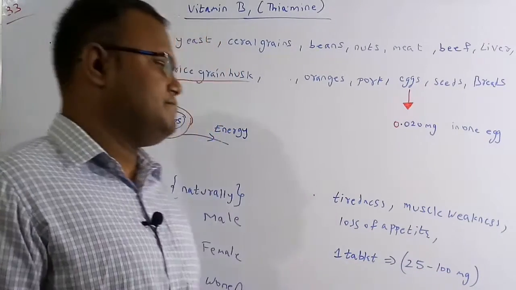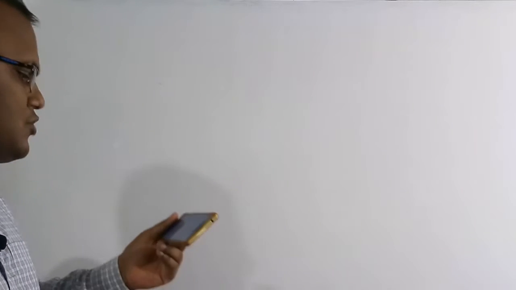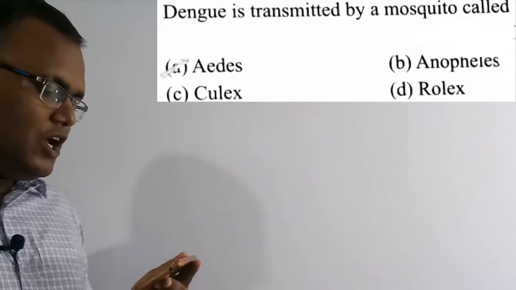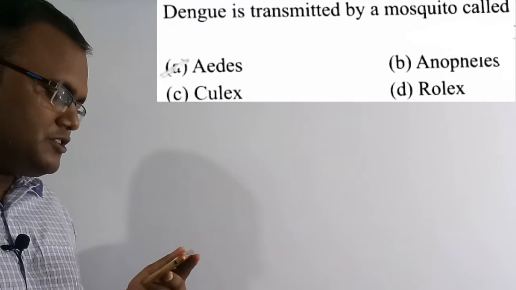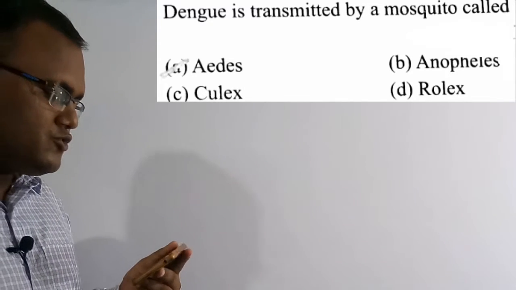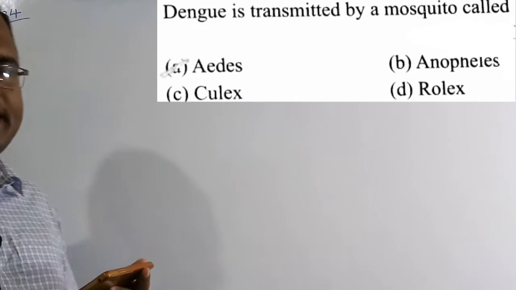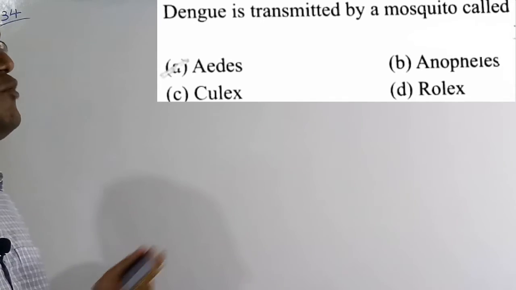Now we are going to solve the 34th question. See the question here. Dengue is transmitted by a mosquito called option A Aedes, option B Anopheles, option C Culex, option D Rolex. So what are the four options? Option A Aedes. Dengue is transmitted by a mosquito whose name is Aedes. So let's discuss some more facts about this.